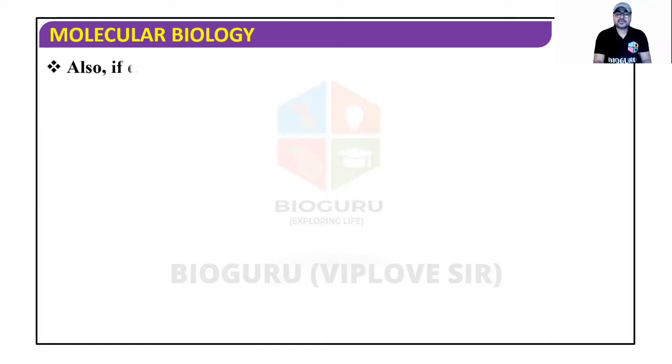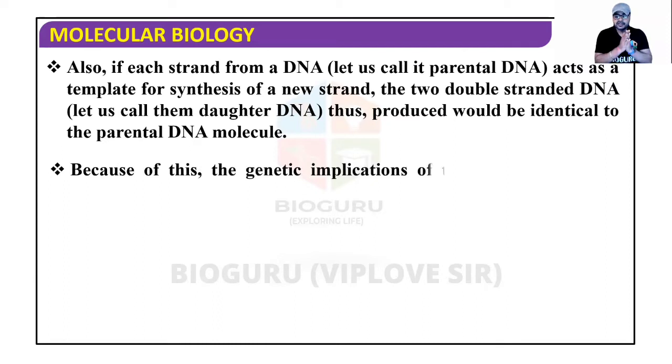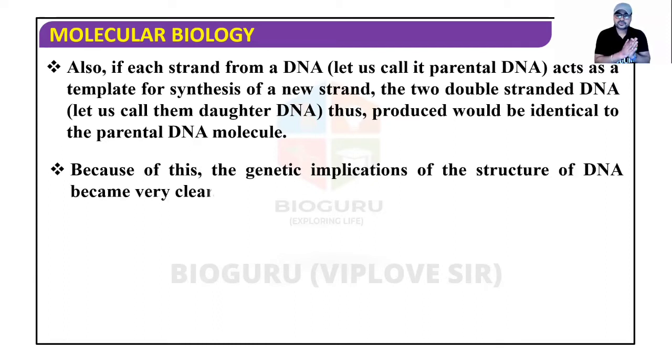because they are complementary. And if they are complementary, if you know one strand, you can predict the other strand. Also, if each strand from a DNA acts as a template for synthesis of a new strand, the two double-stranded DNA thus produced would be identical to the parental DNA molecule.